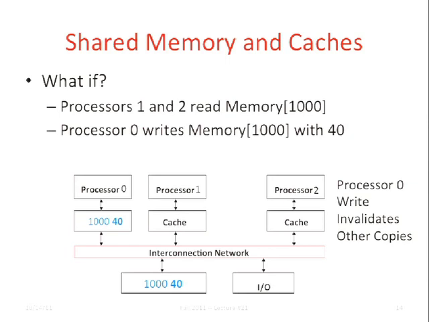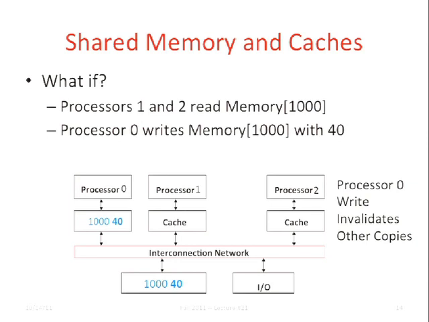Okay, so I think the question is, we said that L1 and L2 were local to a core, they were private to the core, and then L3 was shared. And yes, this picture isn't showing an L3. So there's no shared cache in here. There's just level 1, level 2, and memory.